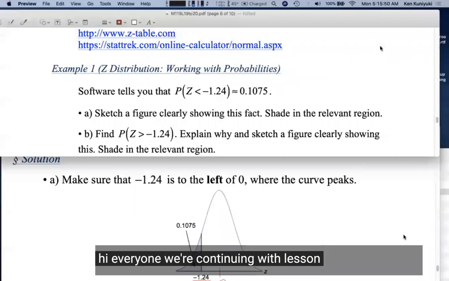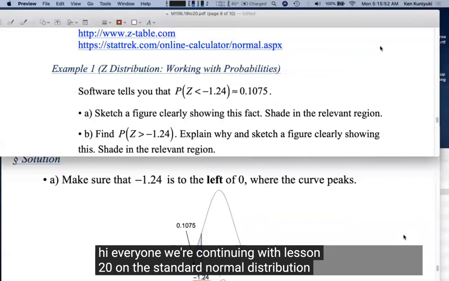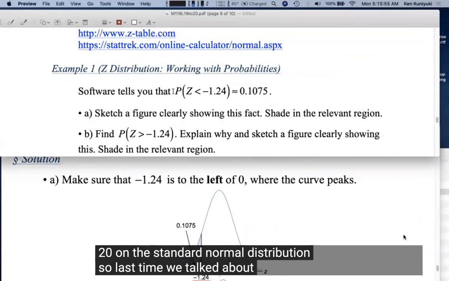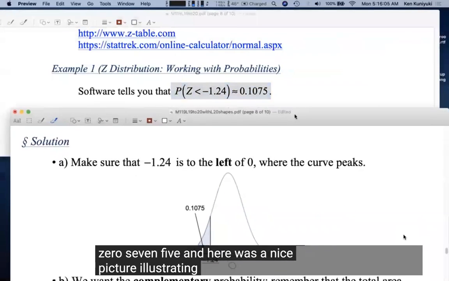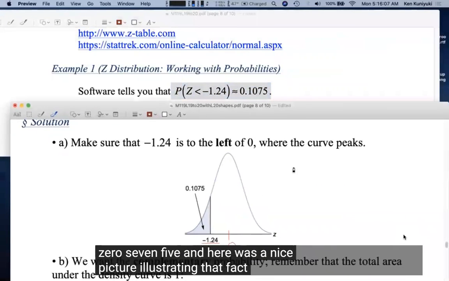We're continuing with lesson 20 on the standard normal distribution. Last time we talked about this key hint here: the probability that a standard normal z is less than negative 1.24 is about 0.1075. And here was a nice picture illustrating that fact.